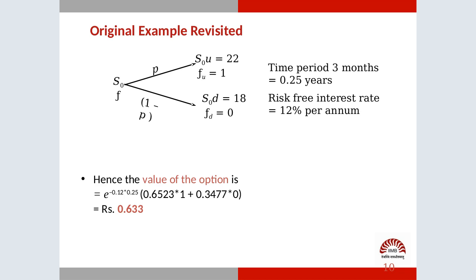Once I have solved for it, I go back and plug the numbers into the other equation, and I get the same value of the option that I got earlier. So I get to the same place. Now the question is, why did I do this? That will become evident in the next slide. So I've calculated the value of the option.